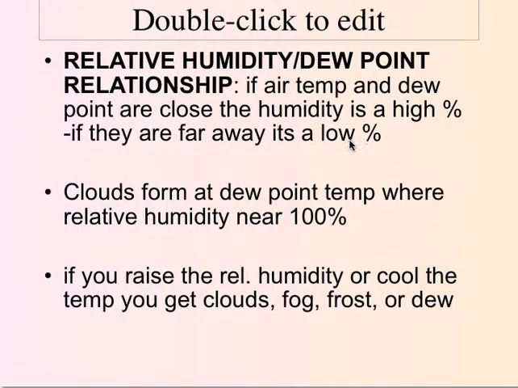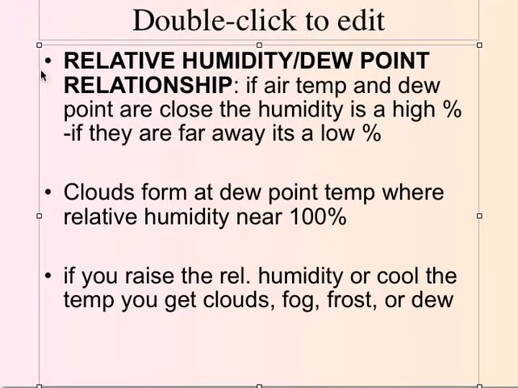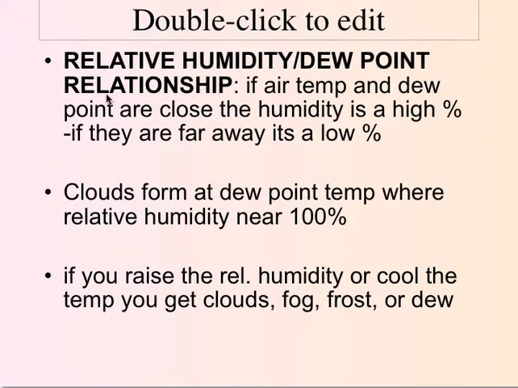There's also a really cool relationship to know, and that's the relative humidity and dew point relationship. If the air temperature and the dew point temperature are close, the humidity is a high percent. In other words, if the air temperature is 50 degrees, and the dew point temperature is 49 degrees, the relative humidity is going to be a very high percent. They're close. If it's far away, it's a low percent, and the air is dry. Dry air is a low percent. Moist air is a high percent.